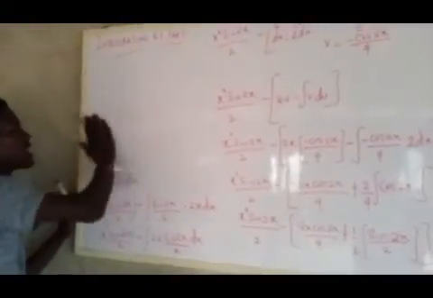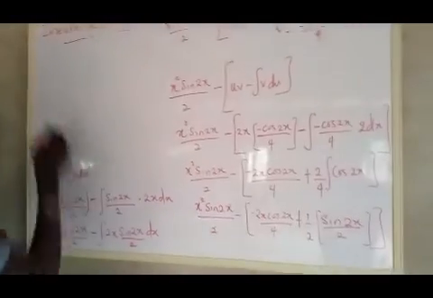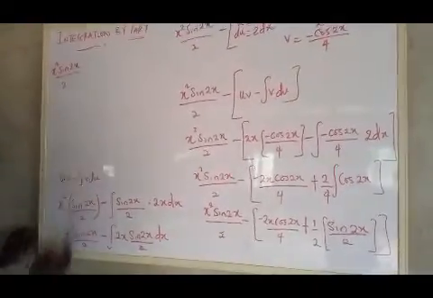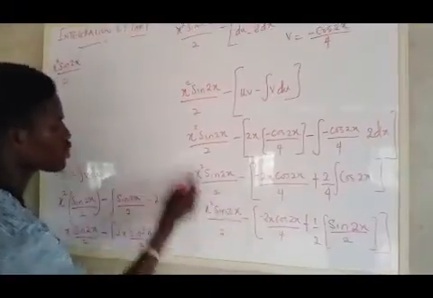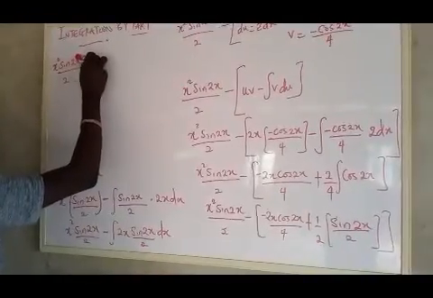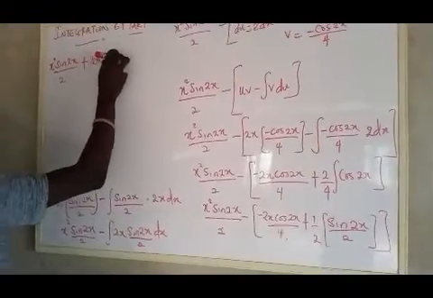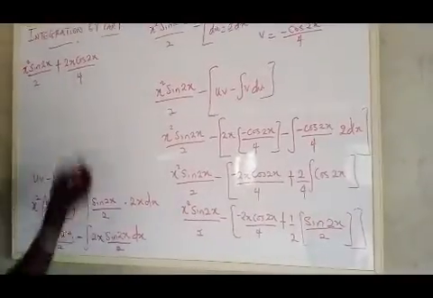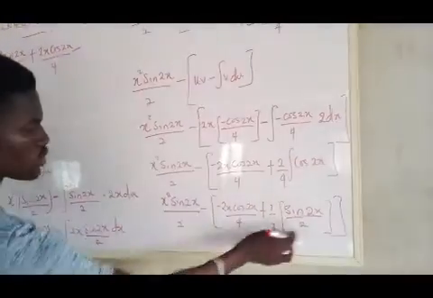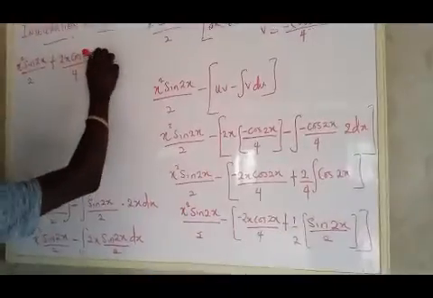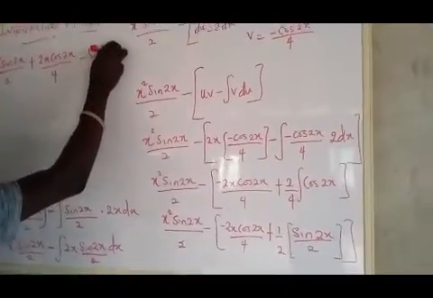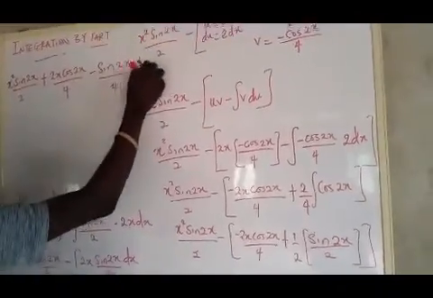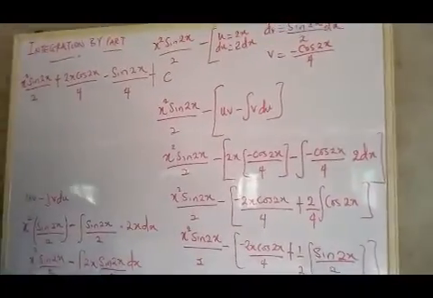So after that, let's open the bracket. We have x squared sine 2x over 2, minus times minus will give us plus 2x cos 2x over 4, minus times plus will give us minus. 2 times 2 will give us 4, so that's minus sine 2x over 4 plus c. So this will be our final answer.